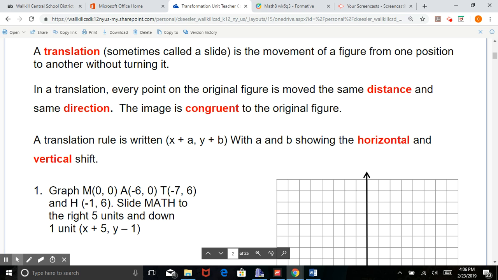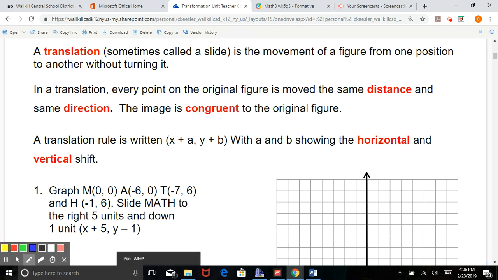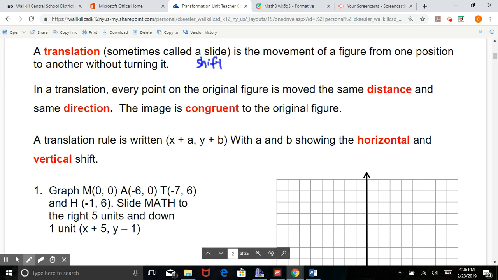Today we're going to learn about a type of transformation called a translation. A translation is sometimes called a slide, even sometimes called a shift. So you should know that those words all mean to do the same thing. Translation is just the very technical term for all those, the technical math term that is.